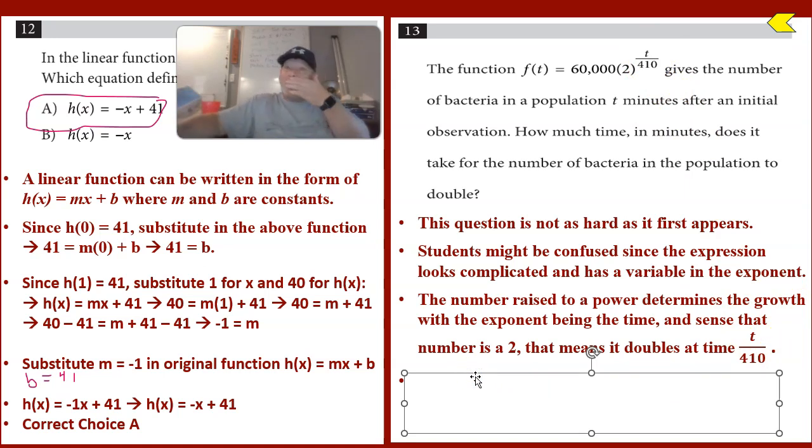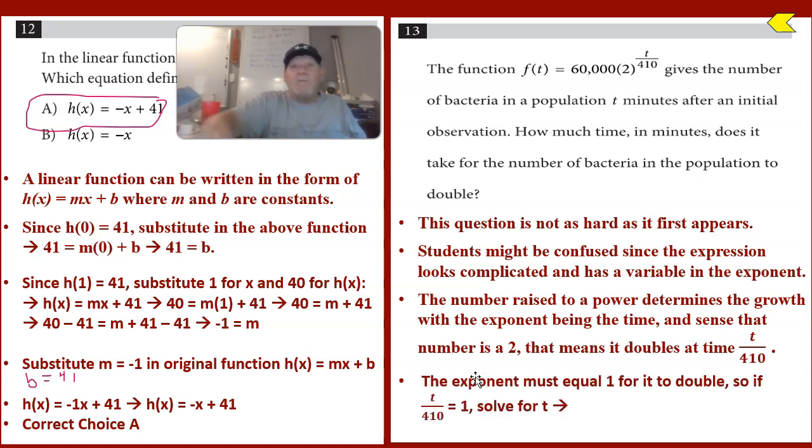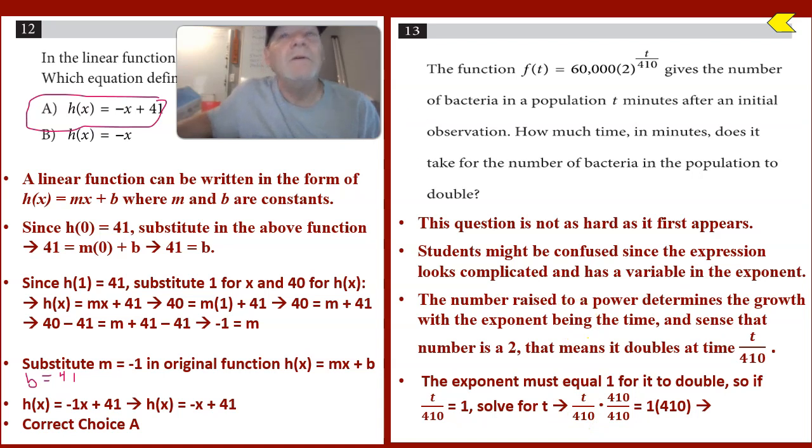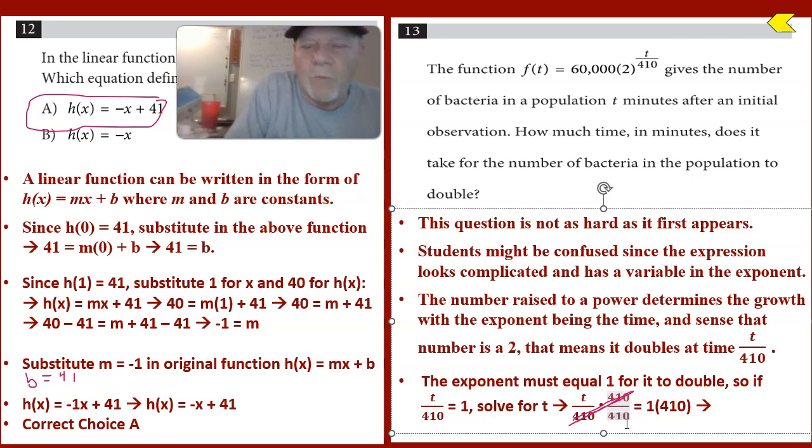So if it doubles then, that means we would have to solve that. So it has to equal 1. So if t over 410 equals 1, I solve that by multiplying both sides by 410. I multiply the left by 410 over 1. That's a typo there.